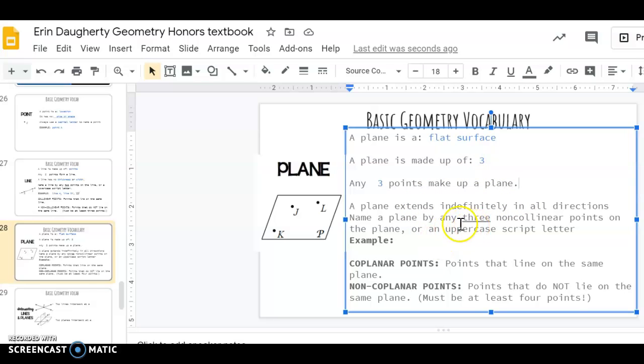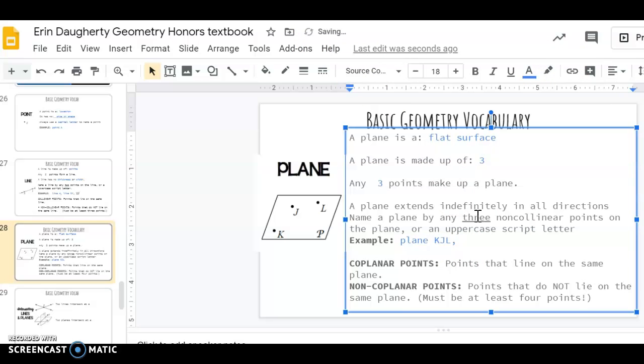All right, a plane extends indefinitely in all directions. Okay, so name a plane by any 3 non-collinear points on the plane and an uppercase script letter. Okay, and that means that it's going to be not on the same line, because if it's on the same line, we can't figure out if it flips around or turns on its axes. So in this case, when we're talking about this one, we just need 3 points. So we would say plane KJL. I notice that's not blue, so I'm going to go ahead and change that to blue.